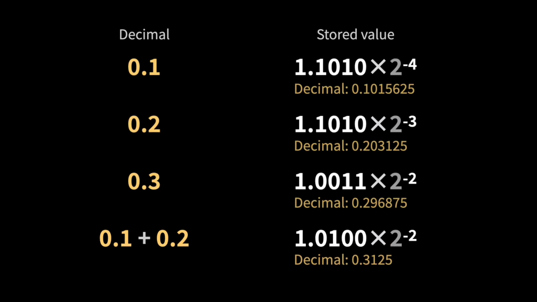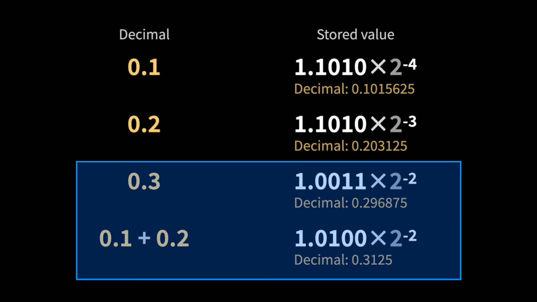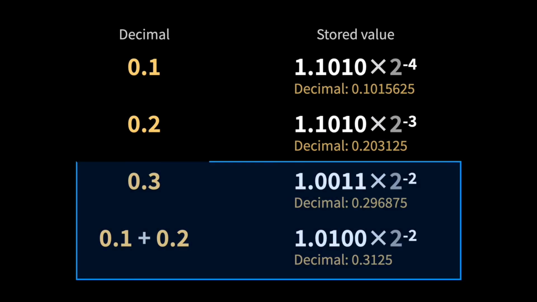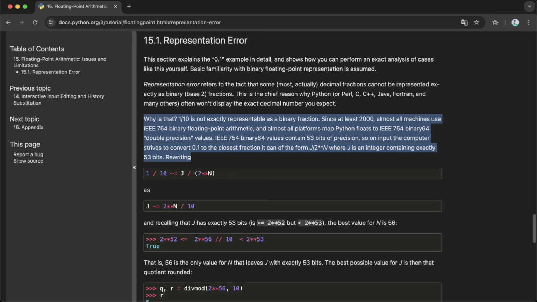As we saw earlier, the stored value of 0.3 is actually slightly less than 0.3. These small rounding errors in opposite directions are exactly why 0.1 + 0.2 == 0.3 evaluates to False in Python. In reality, Python's floating point numbers follow the IEEE 754 standard, which keeps 52 bits after the binary point, far more precise than our simplified 4-bit example.